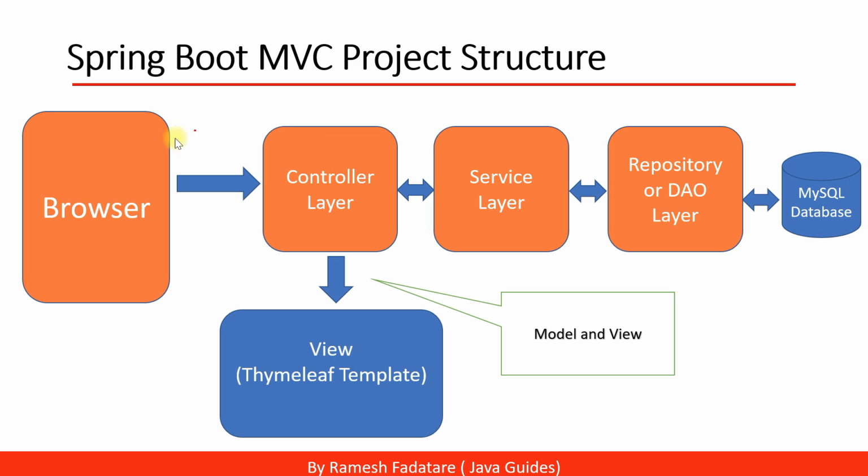The controller layer processes the request, and it will get the data from the database by using the service and repository layer, and that model data is bound to the view, which generates a web page. That web page will be displayed on a browser. It's a pretty simple Spring MVC architecture.